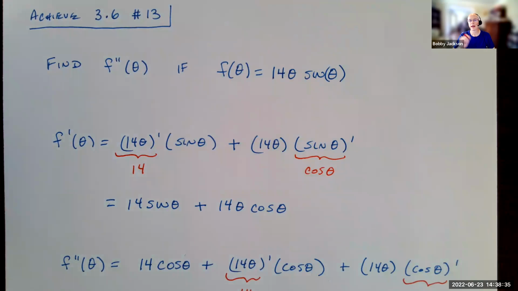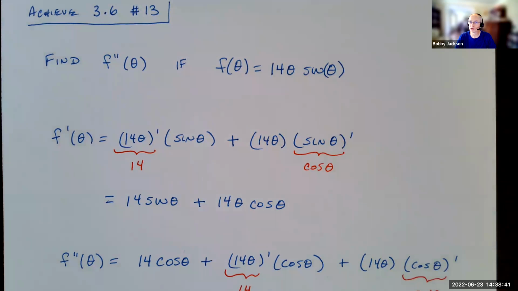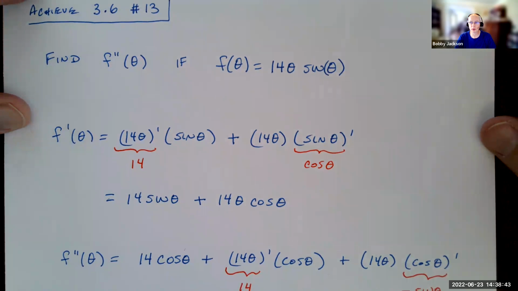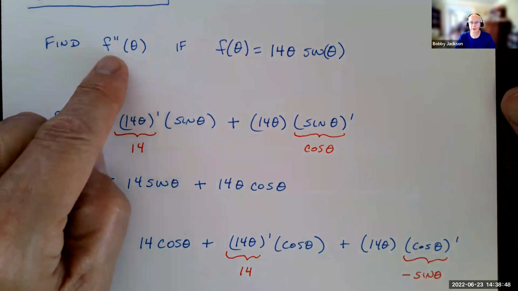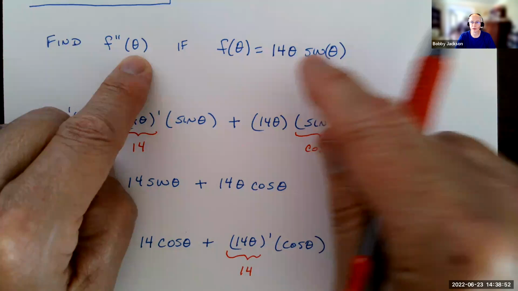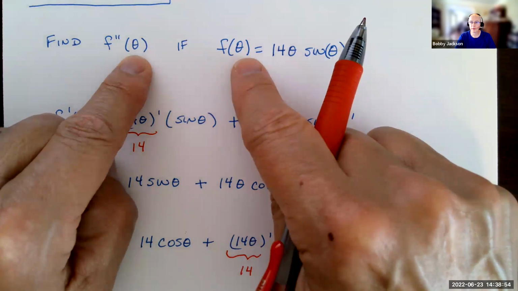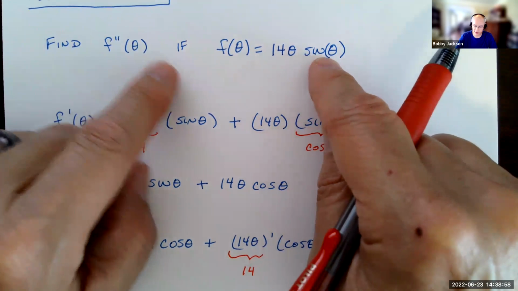Okay, so let's take a look at Achieve 3.6, number 13. Of course, 3.6 introduces the derivatives of the six trigonometric functions. And in this particular one, notice you're asked to find the second derivative with respect to theta. Our independent variable here is the Greek variable theta. If the function is f of theta equals 14 times theta times sine of theta.